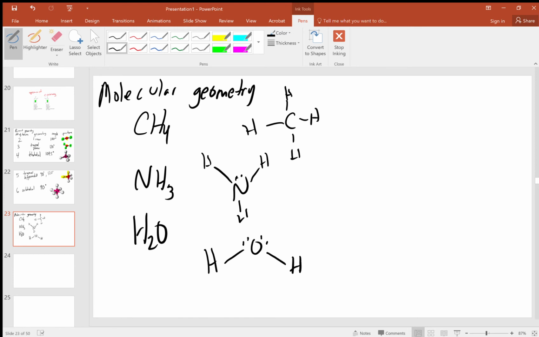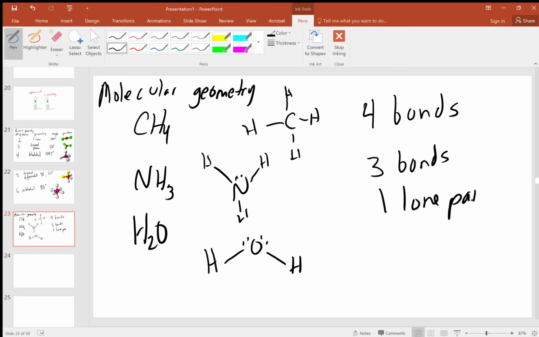But notice the differences here. All three of these molecules have 4 electron domains. In the case of the carbon and methane, it's 4 bonds. For ammonia, it's 3 bonds and 1 lone pair. And for water, it's 2 bonds and 2 lone pairs. Does that mean that each of these molecules have a different molecular geometry? The answer is yes.